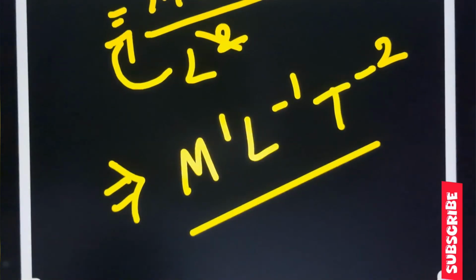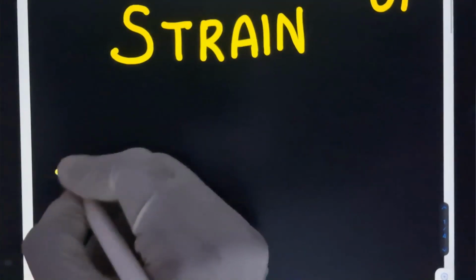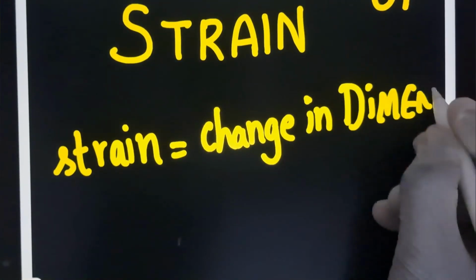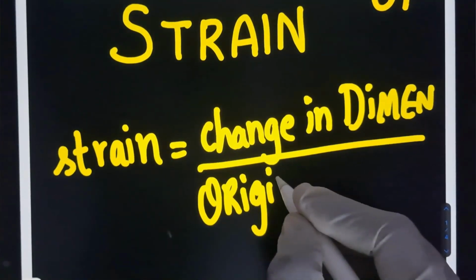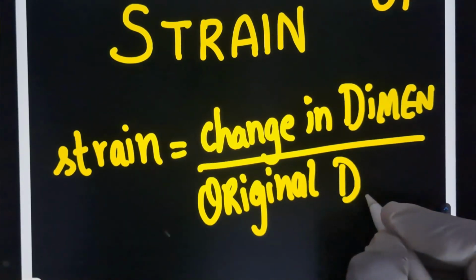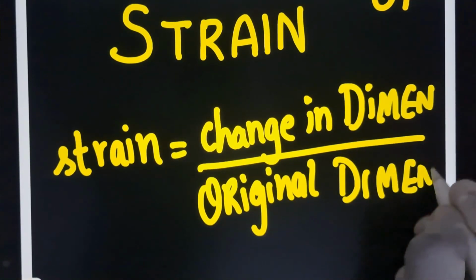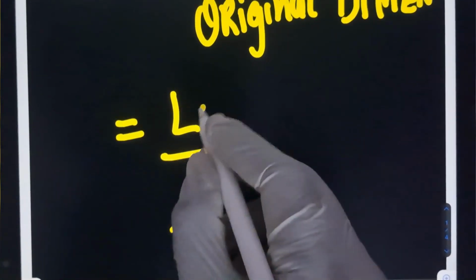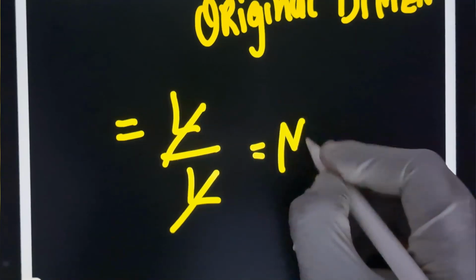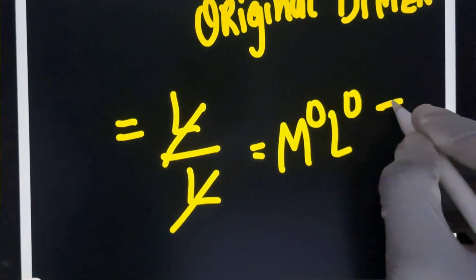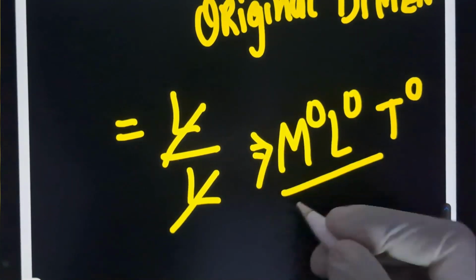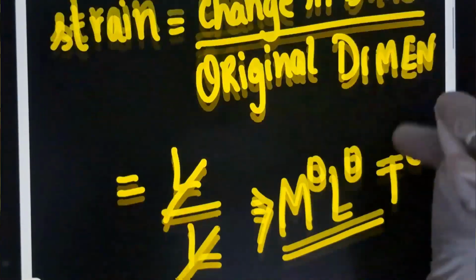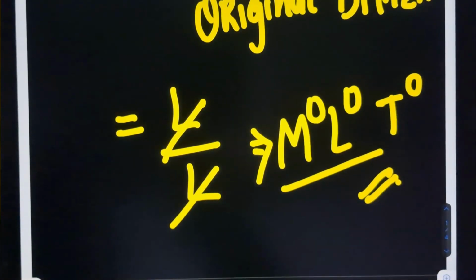To find the dimensional formula of strain. Strain is equal to change in dimension by original dimension. Here both represent length, L by L, it is cancelled, so it has no units. M power 0, L power 0, T power 0. Here the strain has no units: M power 0, L power 0 and T power 0.